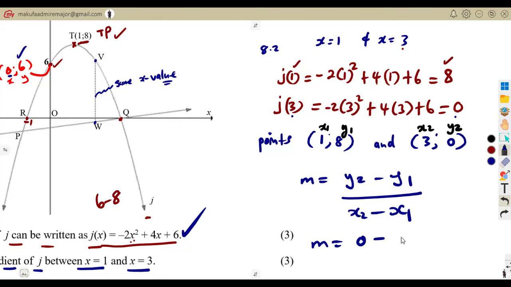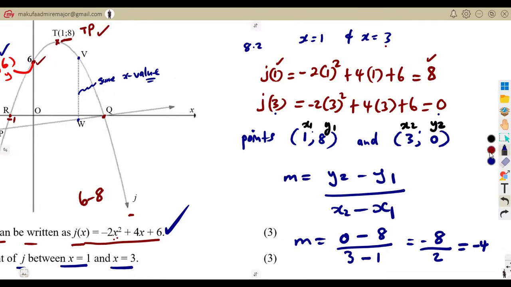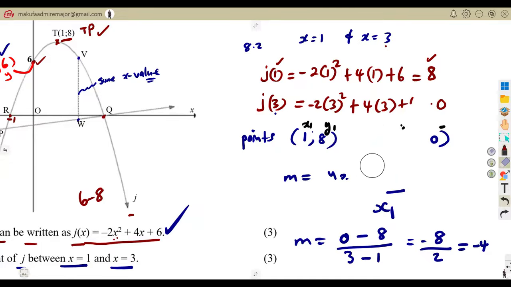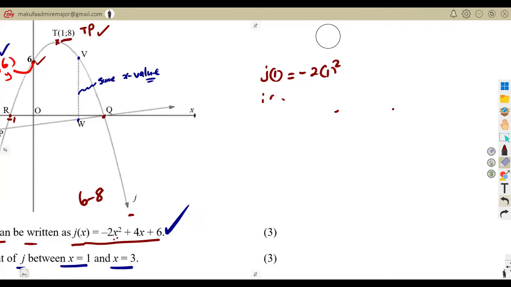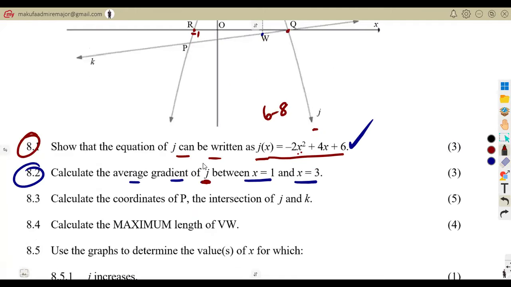So that's substituting the values that we are given. In place of y, just substitute 0 minus 8, then x2, which is 3, minus x1, that's 1. So we've got 0 minus 8 over 3 minus 1. That gives us minus 8 over 2, which is minus 4. So simply we can just substitute those points and determine your gradient. For 3 marks, guys, this was just a straightforward question, determined on j, so you substitute into the function of j.